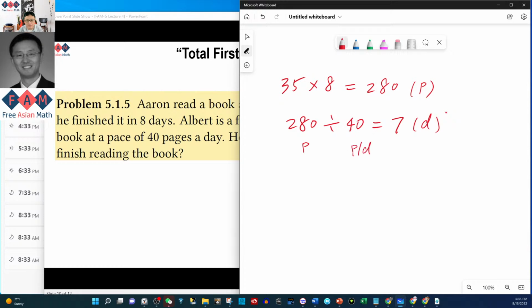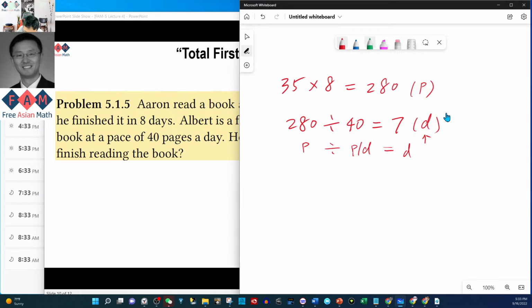You haven't learned fractions yet, but think about this. When you divide this, it's essentially flipping the day to the top. You don't have to understand this completely, but you should understand the physical meaning. When you have the total number of pages divided by pages per day, you get the quantity of days. Okay, so that's why Albert now only needs 7 days.